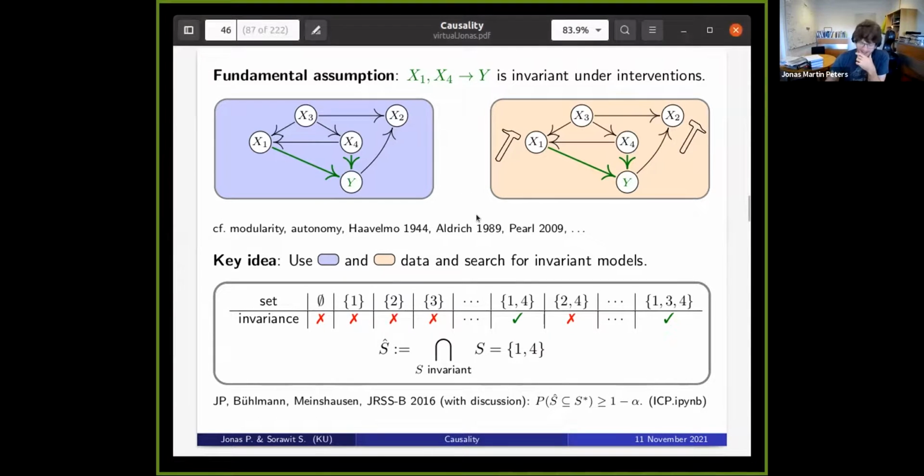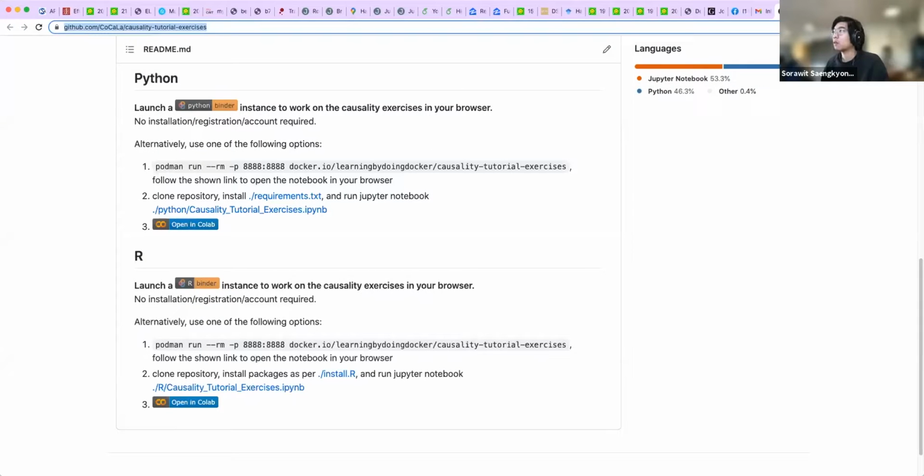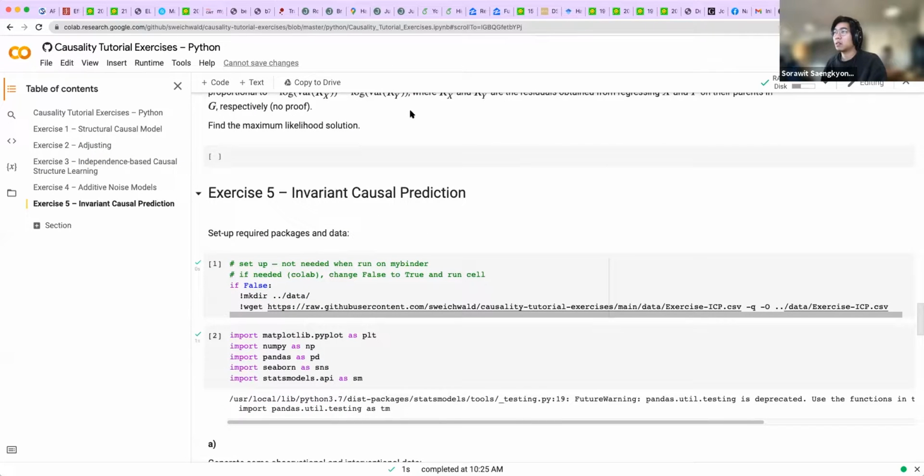Okay, so let me just hand over to James again, and then we talk about the last exercise. Okay, thank you. Yeah, so let's go to our last exercise. I will just post the link once again in case there are new people joining. So you can find the link in the chat. Okay, so let me try to share my screen. Okay, I hope that everyone can see my screen now.